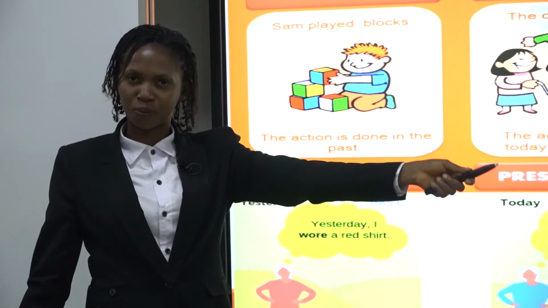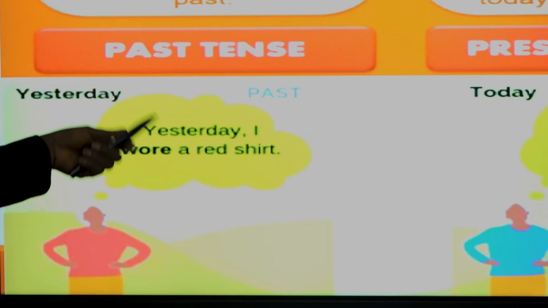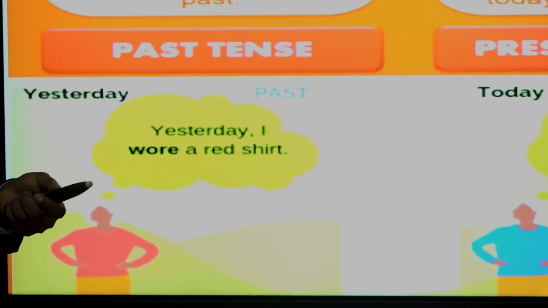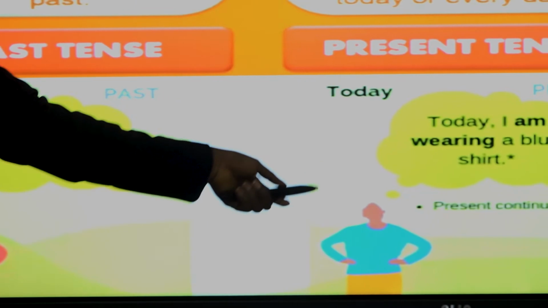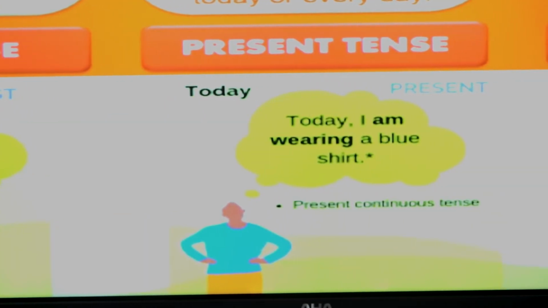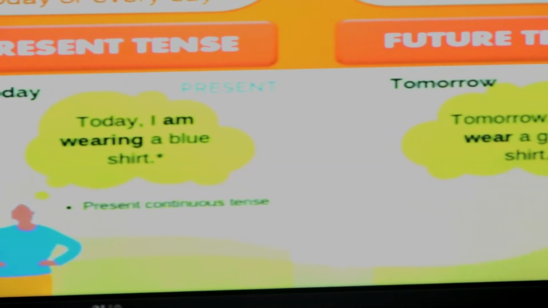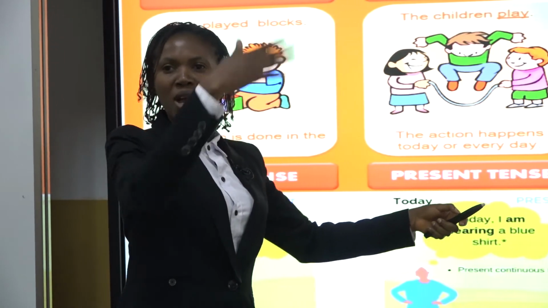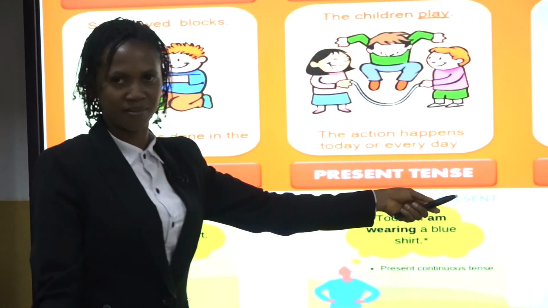Example, yesterday I wore a red shirt. Today I'm wearing a blue shirt, or today I'm wearing a white shirt. Tomorrow I will wear a green shirt. That is what I intend to wear tomorrow, a green shirt. Good.